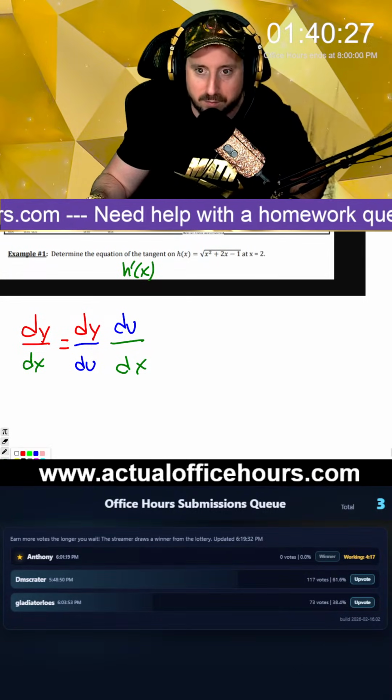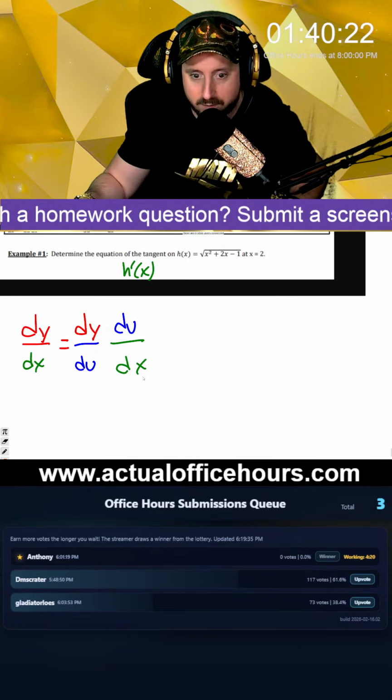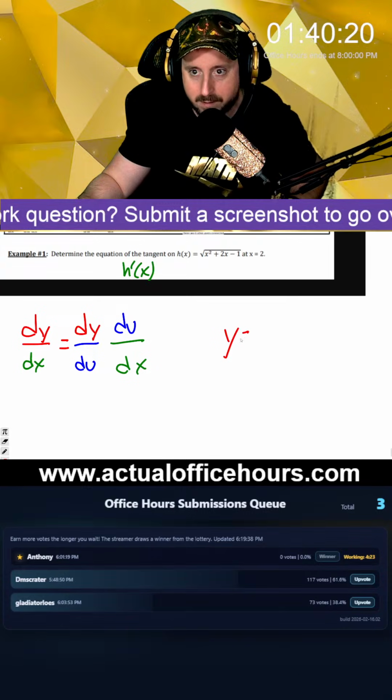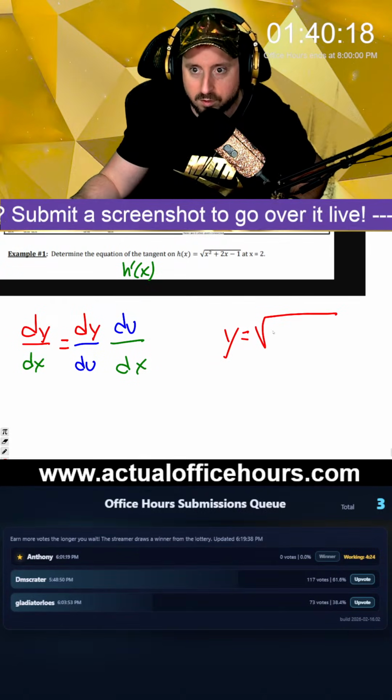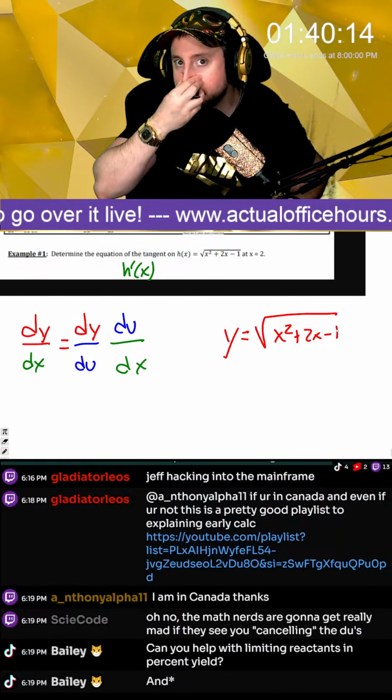Okay, so let's figure out h prime of x. I know that h of x, let's call that y. Let's say that y is equal to the square root of x squared plus 2x minus 1.